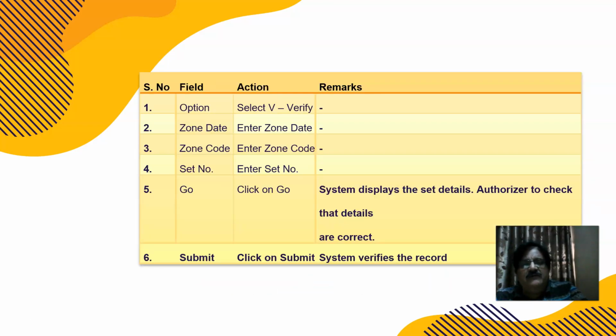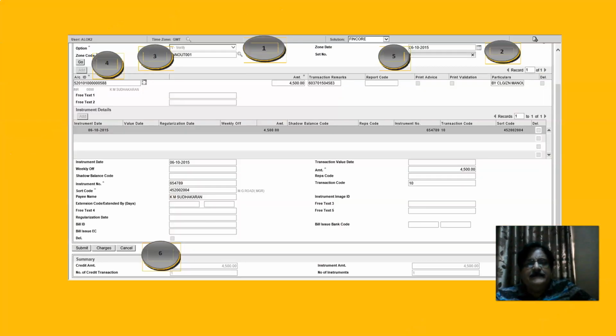So option V for verify, zone date, control X, zone code will automatically appear. Now you have to enter the set ID one by one, which is either written on the back of the check if there's no deposit slip, or otherwise it will be in the deposit slip. Click on Go, then keep on submitting after each record, and this has to be verified. Details have to be checked individually by the check, right?